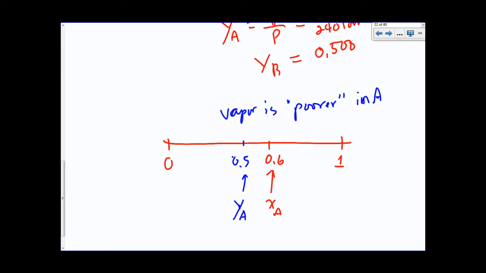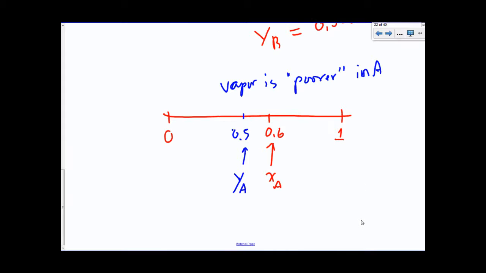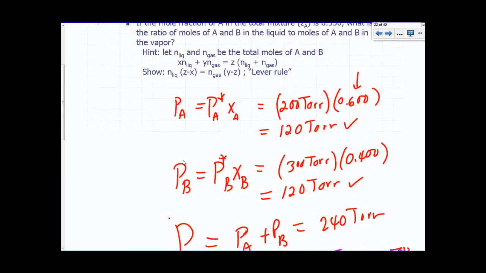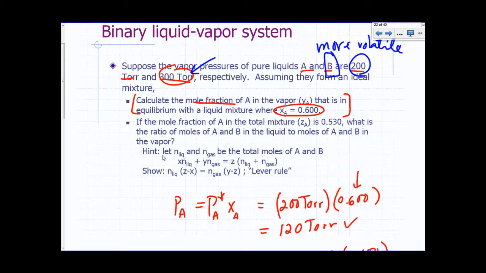Similarly, what's the mole fraction of B in the liquid? It has to be 0.4, right? So 0.4 is the mole fraction of B in the liquid, and the mole fraction of B in the vapor is 0.5. So you say the vapor is richer in B. That makes sense because pure B has a vapor pressure of 300 torr, whereas pure A has a vapor pressure of only 200 torr. So B is more volatile. You would expect the vapor in equilibrium with your liquid mixture to be richer in the more volatile component. In this case, it's B.